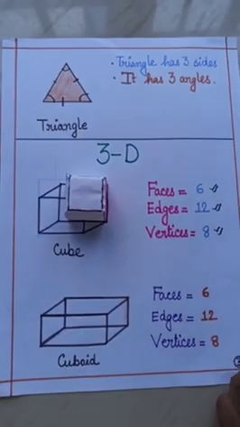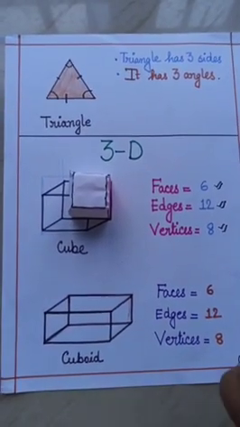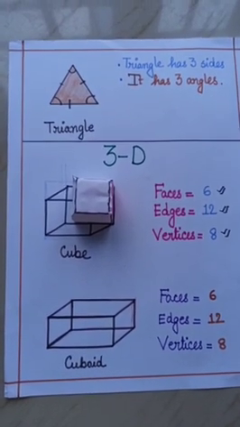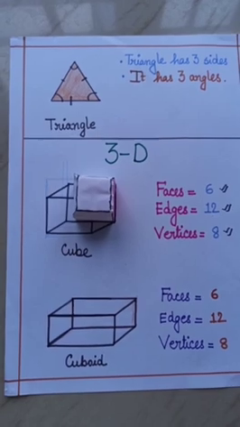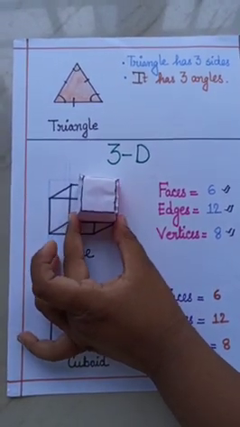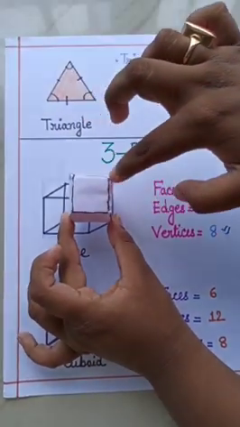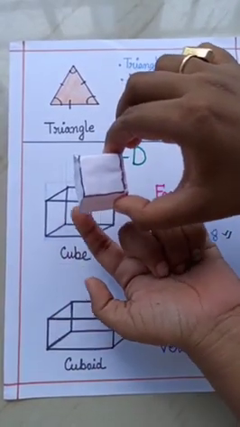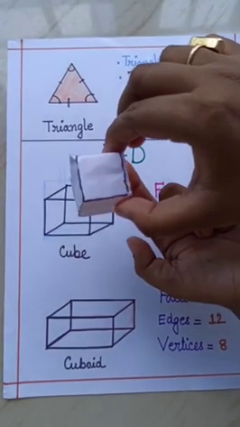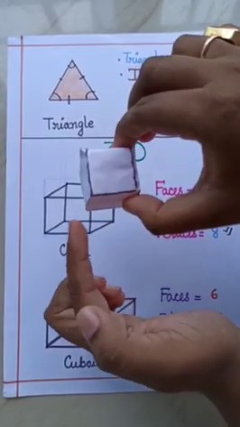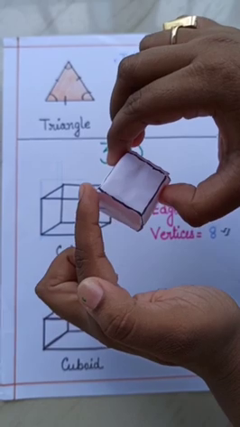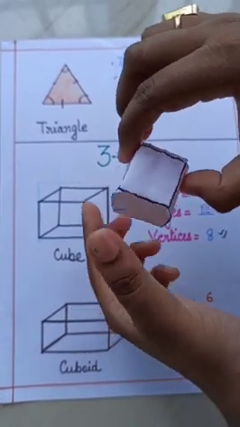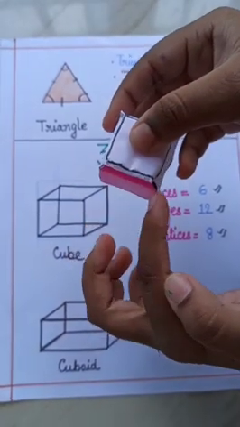So 6 faces. Okay? And edges are 12. Let's count the edges. Edges means the borders or the boundary lines. You will see the boundary lines. 1, 2, 3, 4. Similarly, at the bottom there are also 4. 1, 2, 3, 4. And at the side 4, 1, 2. So 4 plus 4, 8, 9, 10 and at this side also 11, 12.